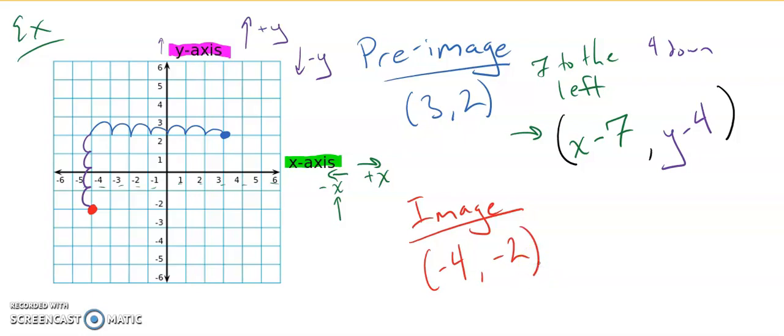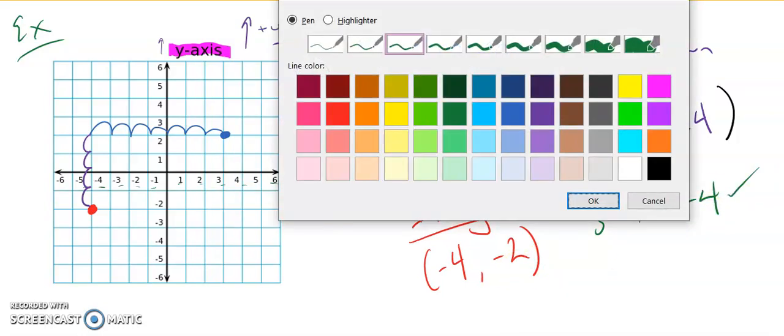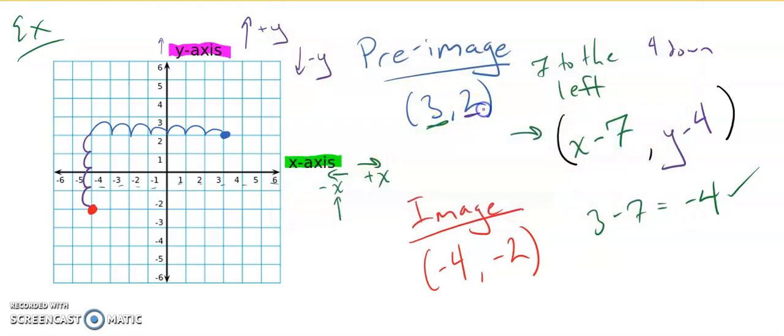So all that happened is I took my x coordinate right here. I subtracted 7. 3 minus 7 is -4. Aha, that checks. And I took my y variable, which I'm going to put in purple right over here, which is 2, and I subtracted 4. So 2 minus 4 is -2, and that fits right there.